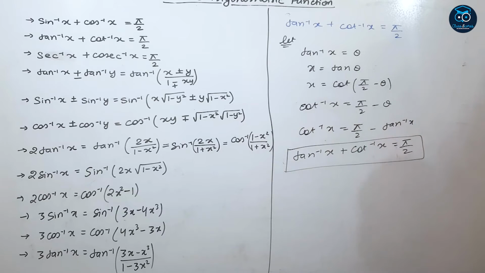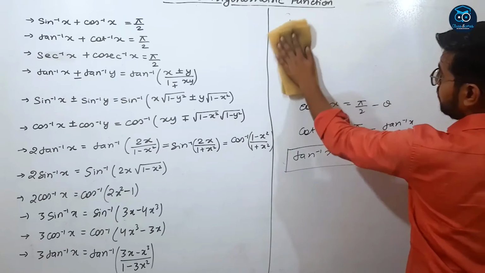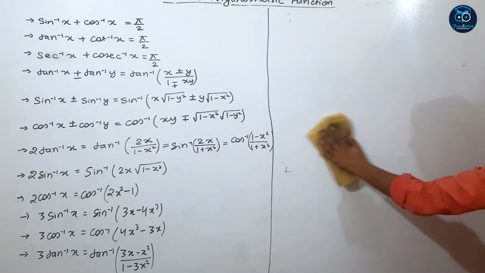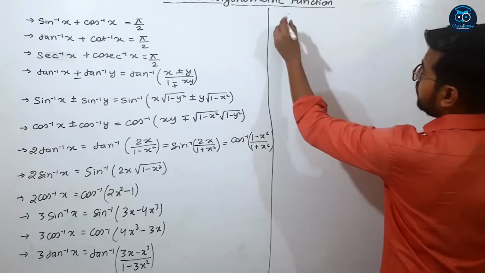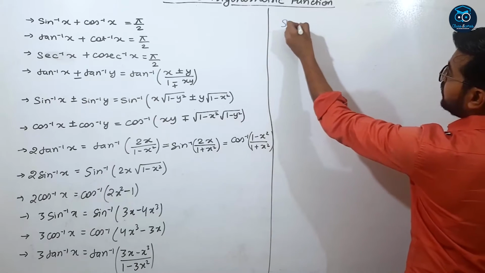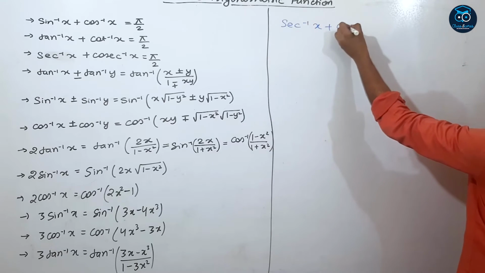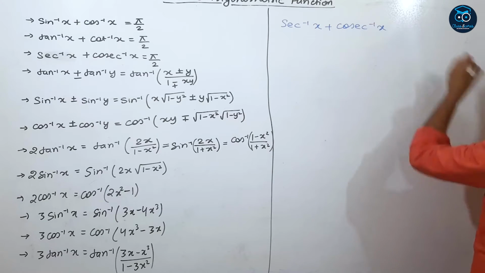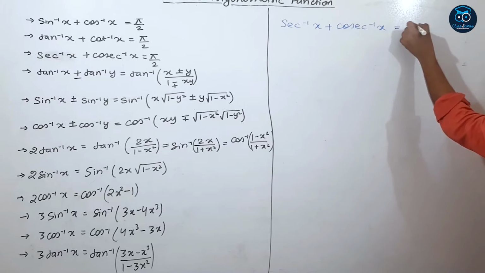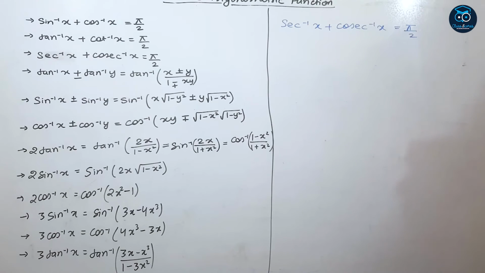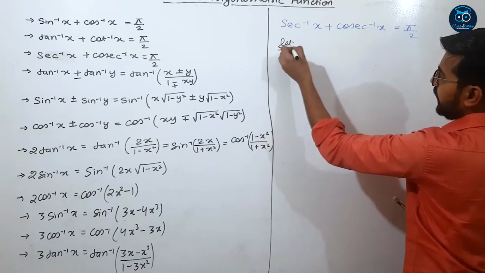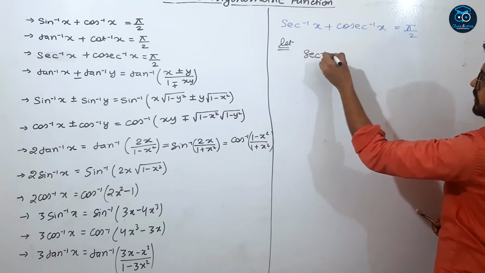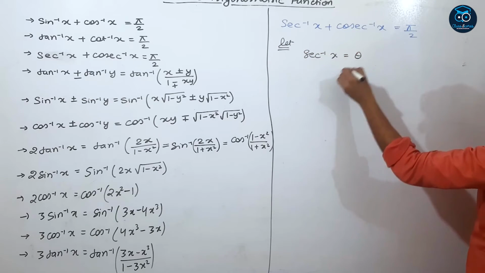Okay. Now we are moving further with the third property. The third property is sec inverse x plus cosec inverse x equals pi by 2. Now we need to verify this. First of all, let sec inverse x equals theta.